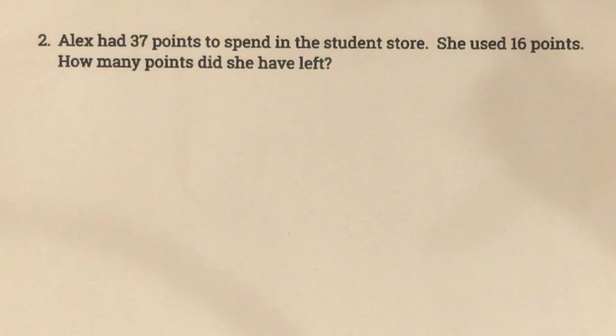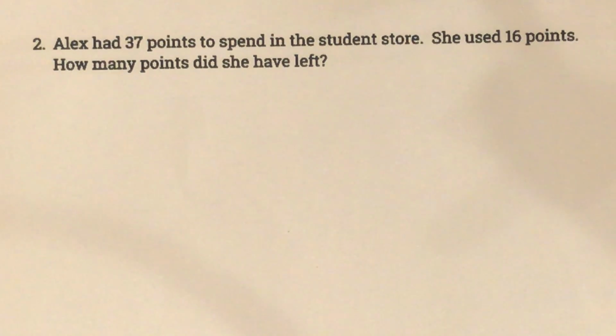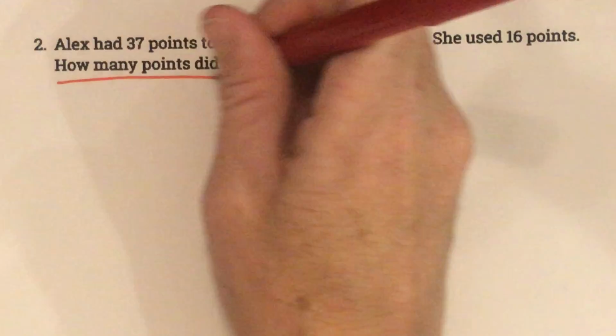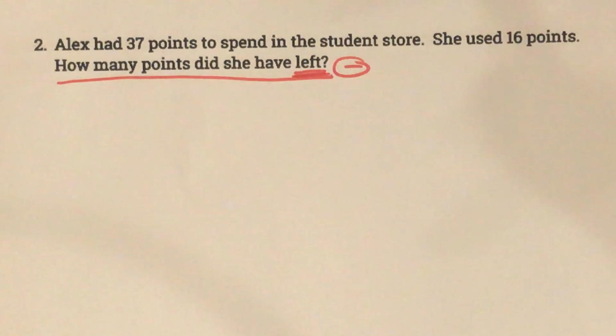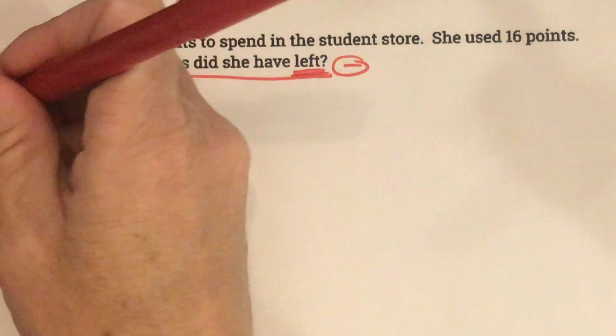This one says, Alex had 37 points to spend in the student store. She used 16 points. How many points did she have left? Ooh, there's my big key word right there, left. That tells me I'm going to subtract. Okay, so what do I know?